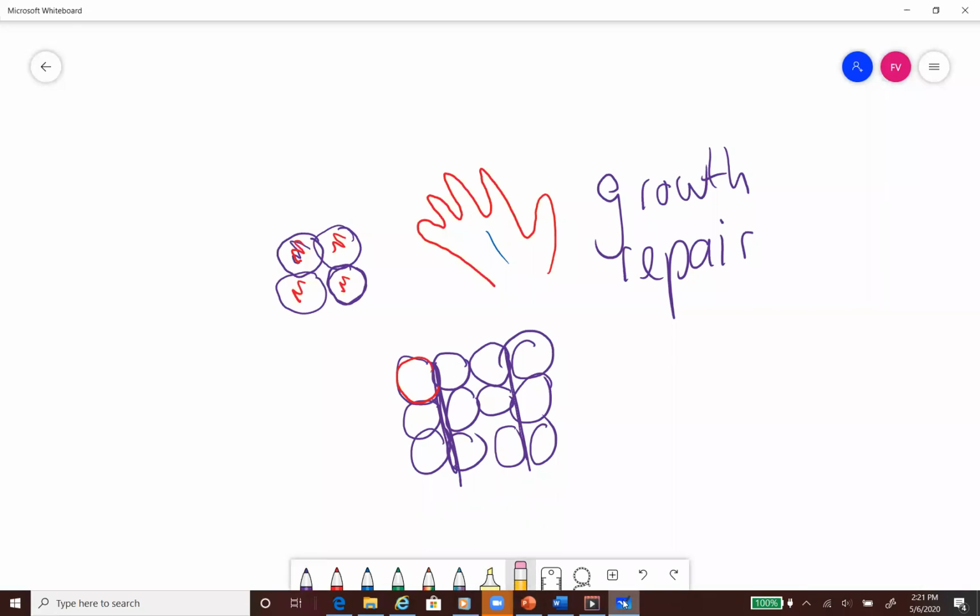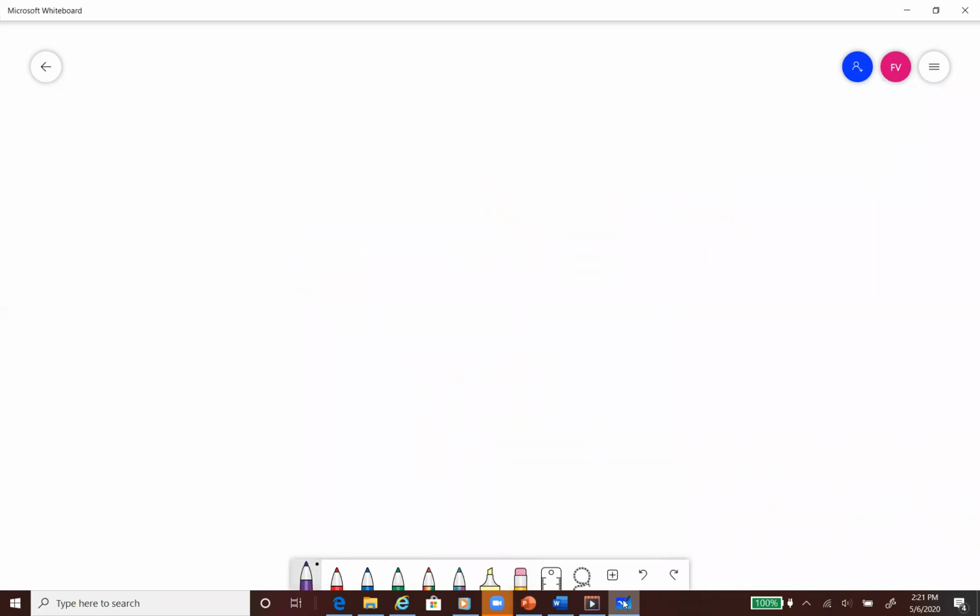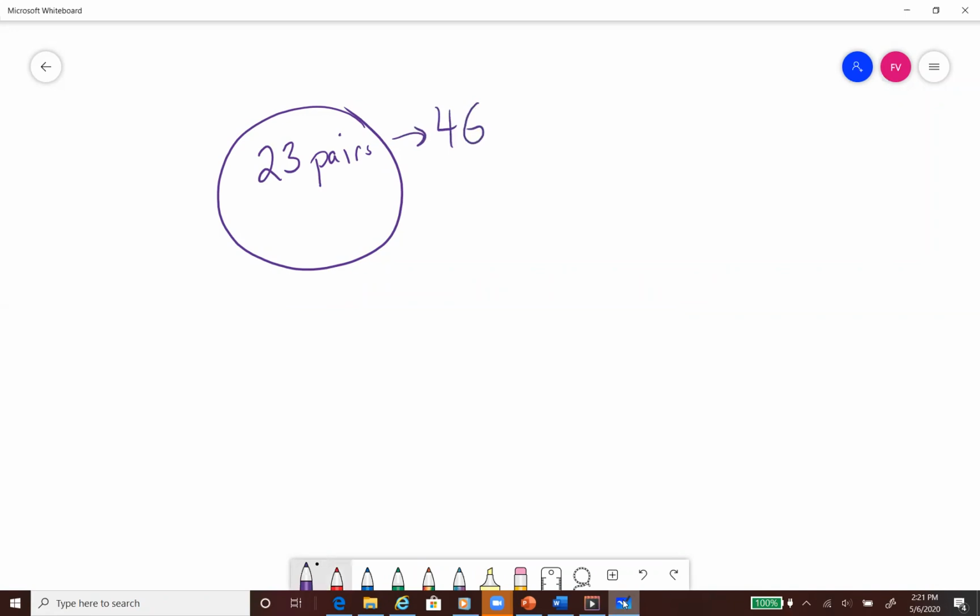If I take, for example, let's clear the canvas. Imagine this is my cell, and it has 23 pairs of chromosomes. That means it has 46 chromosomes total, right? By the way, I should mention why 23 pairs? Well, because if you remember, the zygote is formed from two cells, a sperm cell and an egg cell.